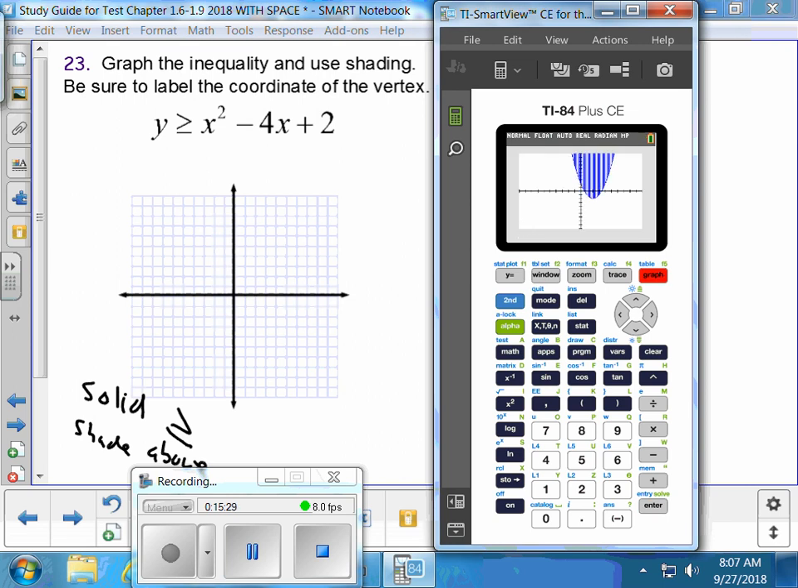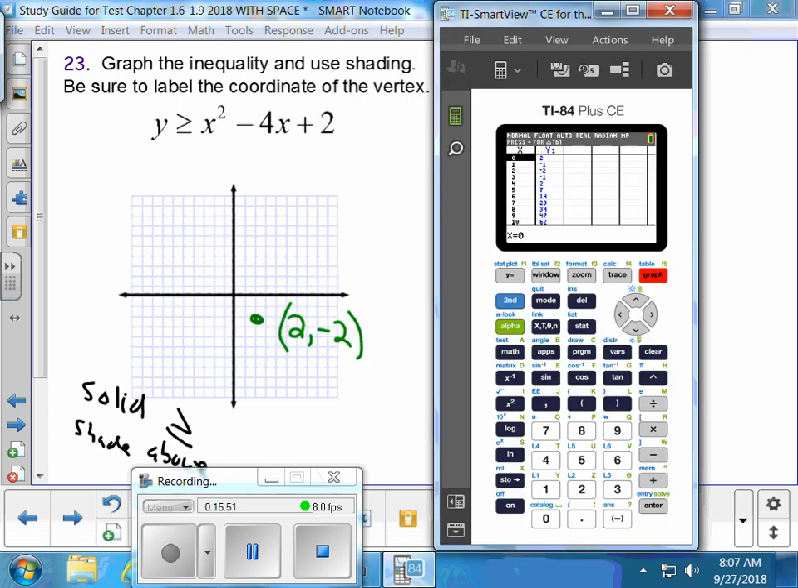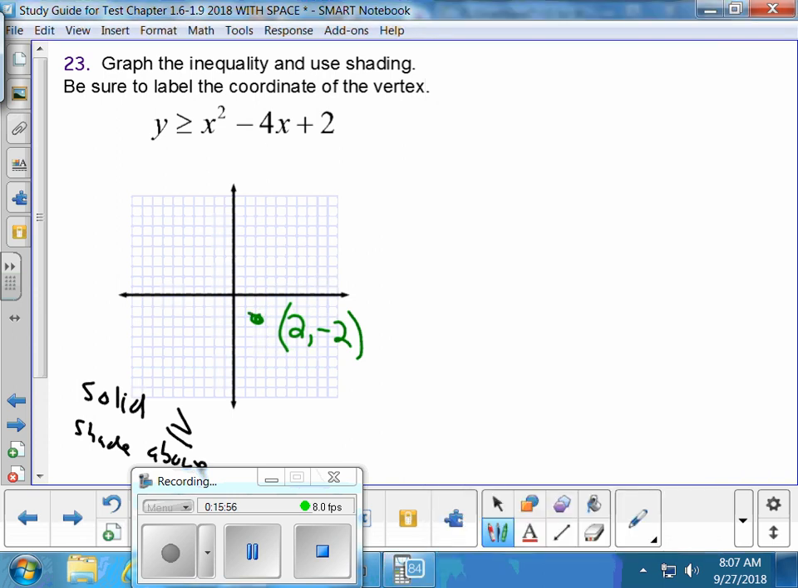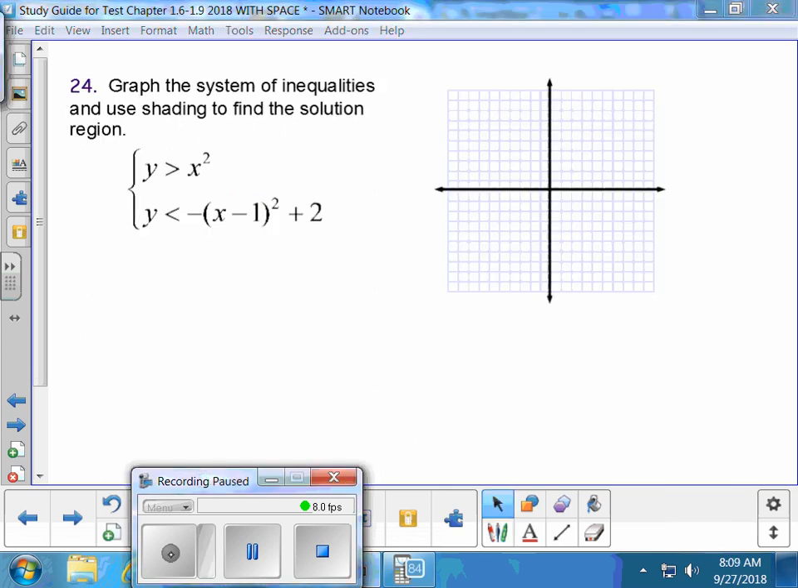So it looks like that vertex is probably at, and you can probably tell by maybe looking at your table. Let's see if we can figure out which one is our vertex by looking at the table. Your vertex would be 2, -2, because you can see the symmetry comes in: 2, 2, -1, -1, 2, -2. So 2, -2 is your vertex. And then, back to our graph, it opens up and it's shaded up above. We use a solid line for a boundary line. And that's it. Pretty easy.